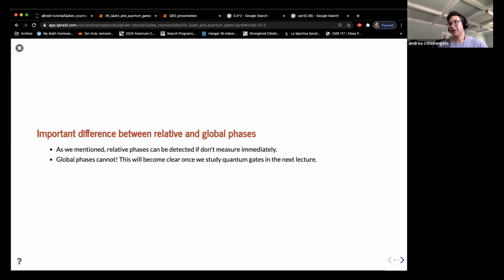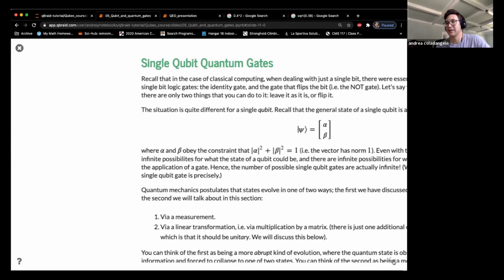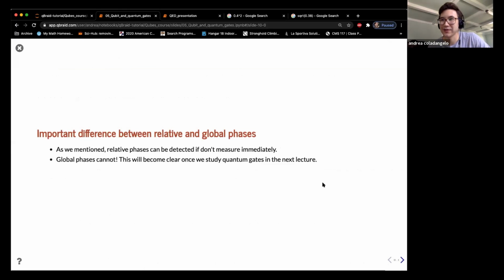This will not be clear to you now, but once we define quantum gates, which specify the way in which qubit states are allowed to evolve, it will become clear that there's never any chance of detecting a global phase. So watch out that these two types of phases are different. That's it. Cool. That's all I had. We can take a few questions for a couple of minutes, and then I'll let you go on a break.